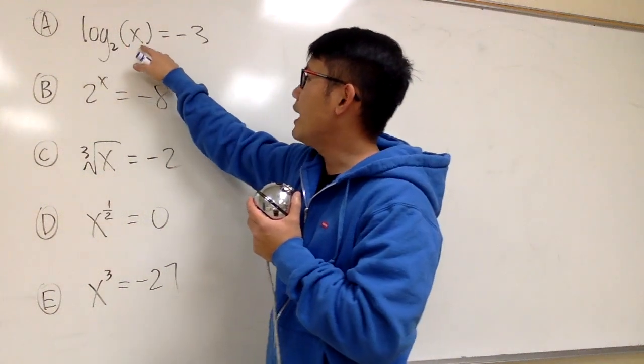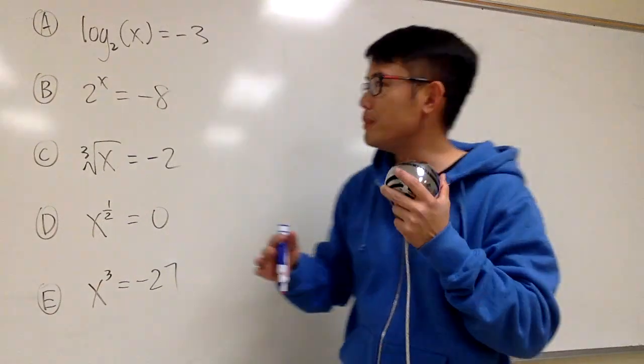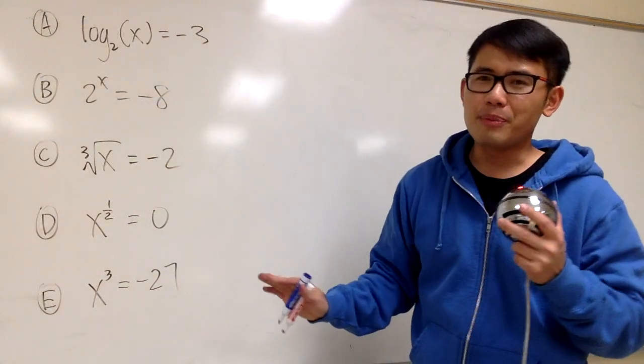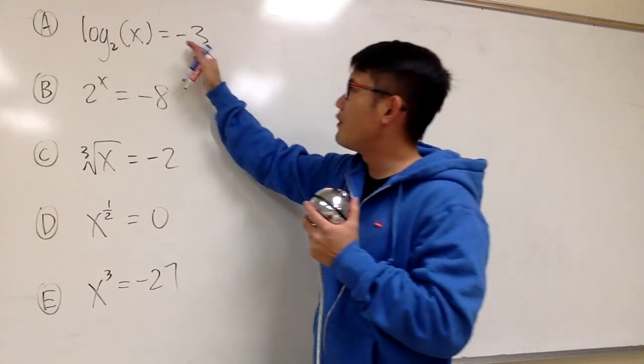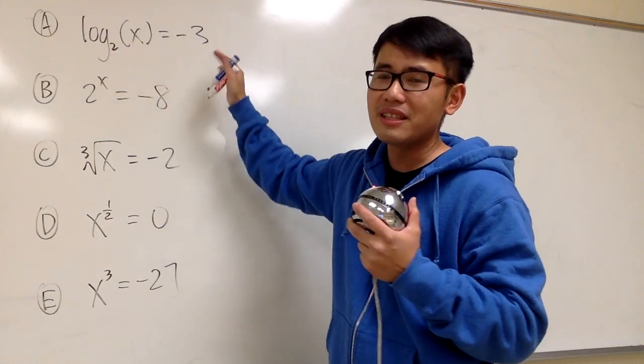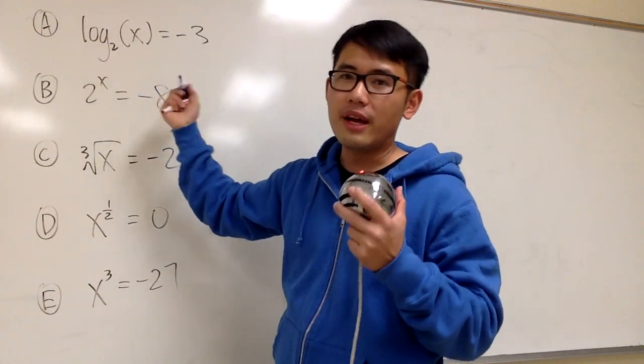Log base 2 of x is equal to -3. You may be worried, because when you have a log equation, negative numbers are not that preferred, right? However, when it's equal to -3 on the outside like this, it's actually okay. Let's just do the usual procedure and find out what x is.